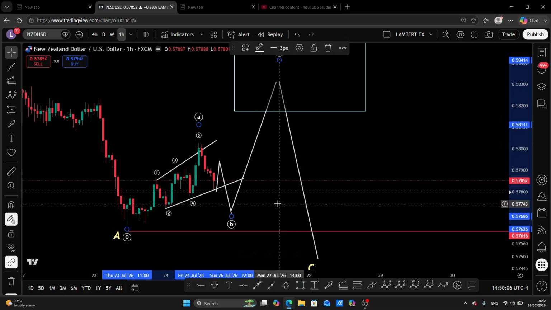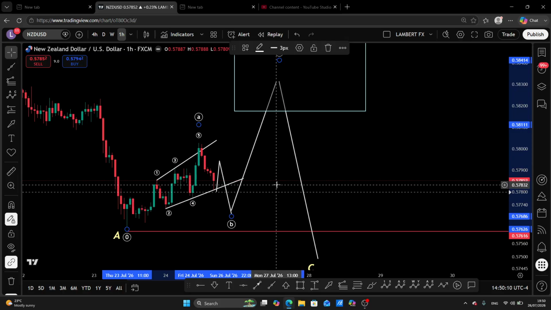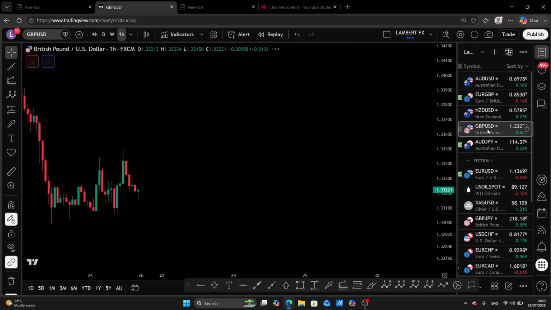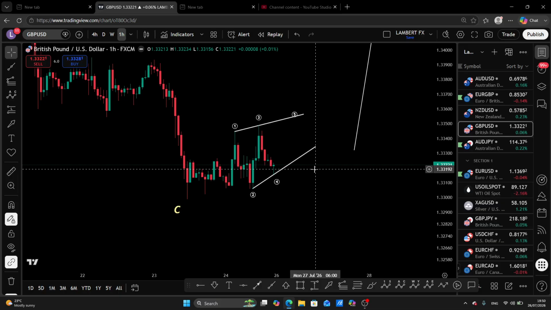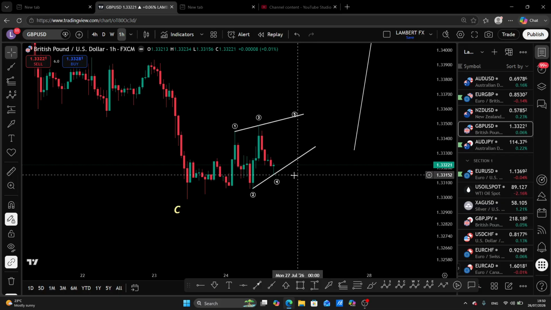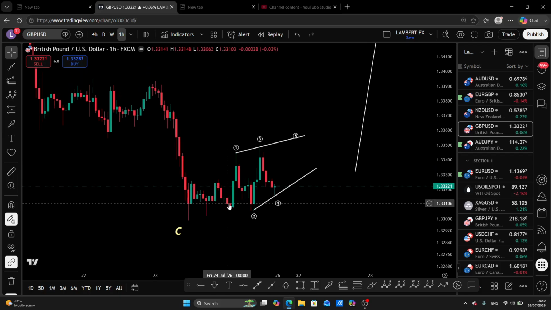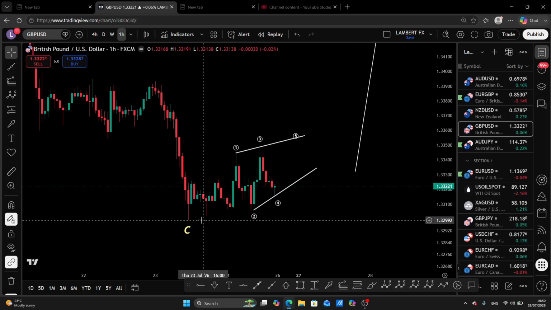Okay, so this is what I'm looking for here in New Zealand US dollar. Okay, the next chart is GBP USD. The leading diagonals are appearing everywhere. You know, I think it's not a common thing on the forex markets.